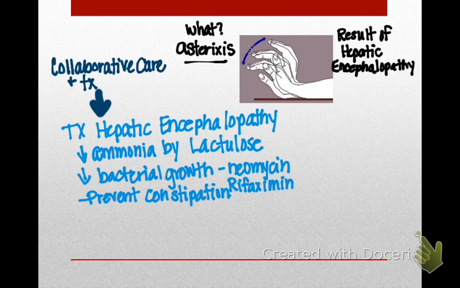So you want to decrease bacterial growth, like I said, for that extra fluid in the abdomen. You're going to give neomycin, rifaximin. And you want to try to prevent constipation. If they're on lactulose, you don't have to worry about that. But if they're constipated, what makes up our stool? A lot of bacteria, right? So that will further add to the problem if they're constipated.